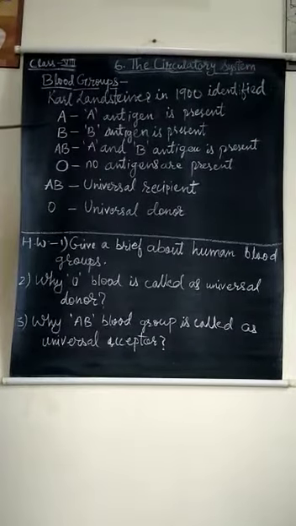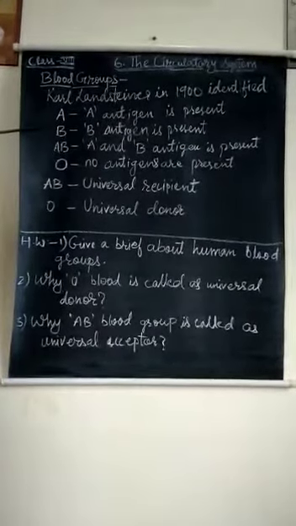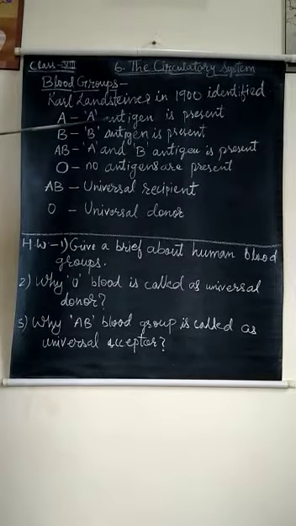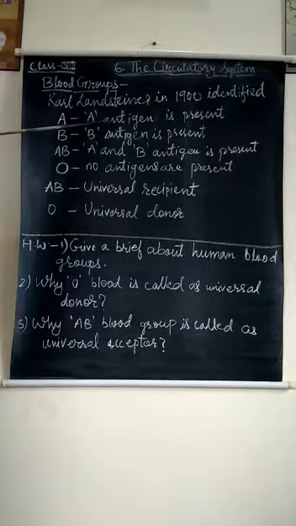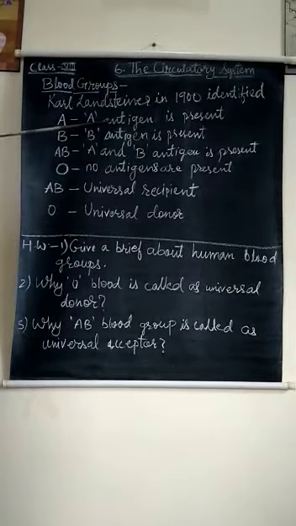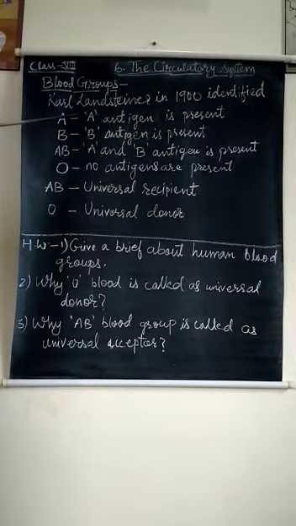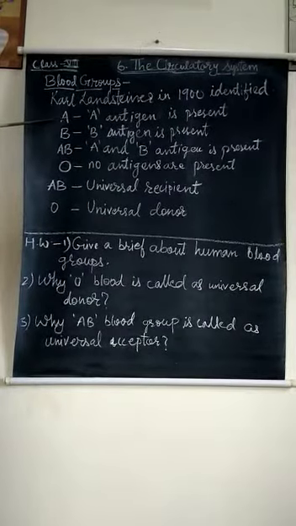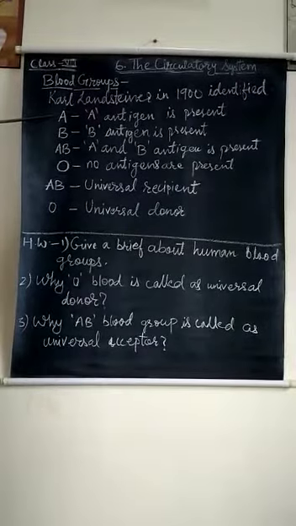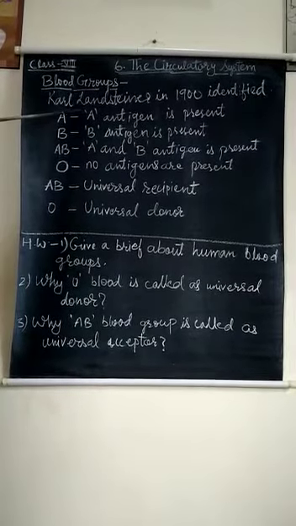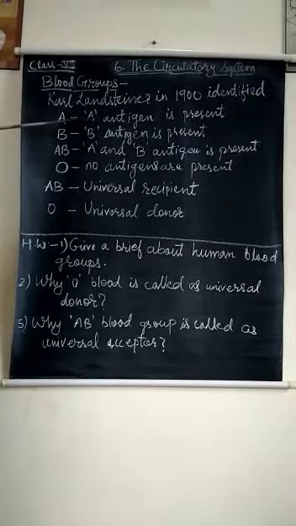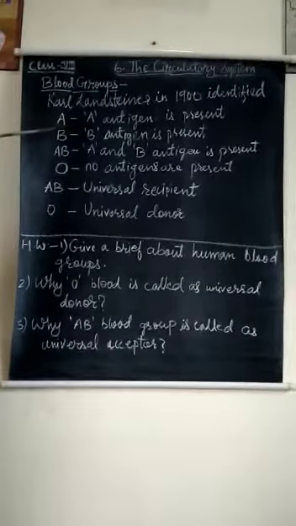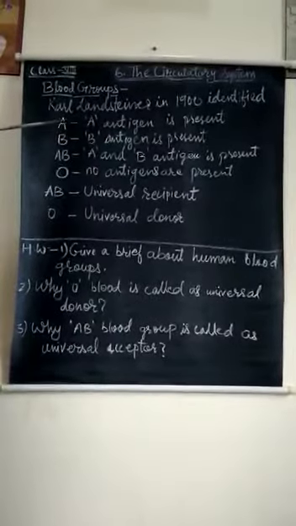All these 4 blood groups are differentiated on the presence of a special type of antigen on the surface of RBC cells. So first see about blood group A. A human blood group is called blood group A if the antigen A, antigen means protein, is present on the surface of RBC cells.